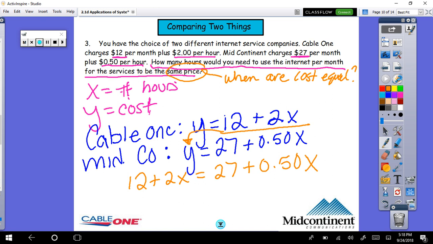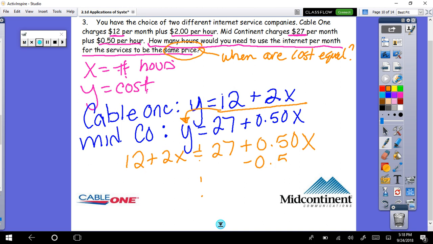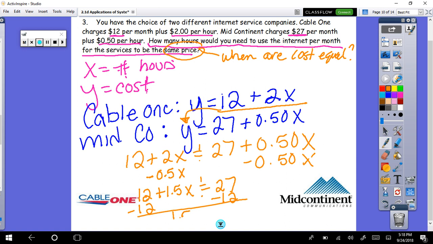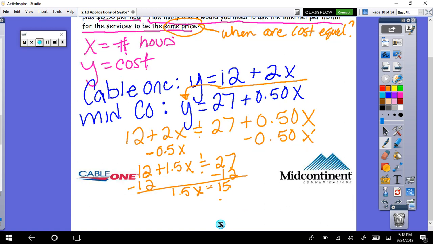When I have variables on both sides, I'll need to bring my x's to one side of the equation. So I'm going to start by subtracting 0.5x from both sides. You get 12 plus 2 minus 50 cents, $1.50x, equals 27. Positive 12, so I'm going to subtract 12 from both sides. $1.50x equals 15. Divide by 1.5. 15 divided by 1.5 is going to be 10.